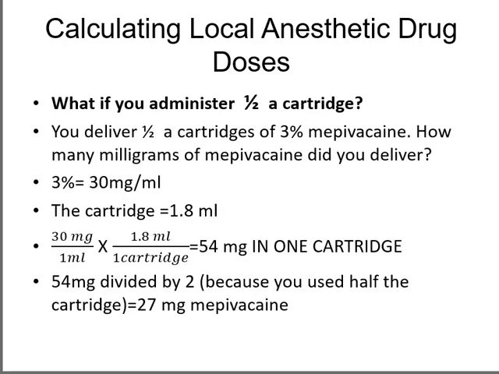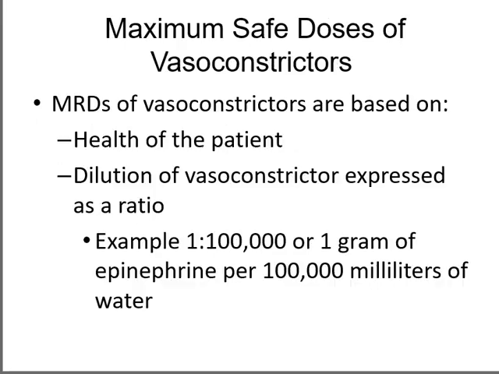And then sometimes you don't deliver a full cartridge. This is the same equation as before: we have 54 milligrams in one cartridge, but we've only administered half a cartridge. So 54 milligrams divided by 2, because you used half the cartridge, gives 27 milligrams of mepivacaine delivered to this patient.